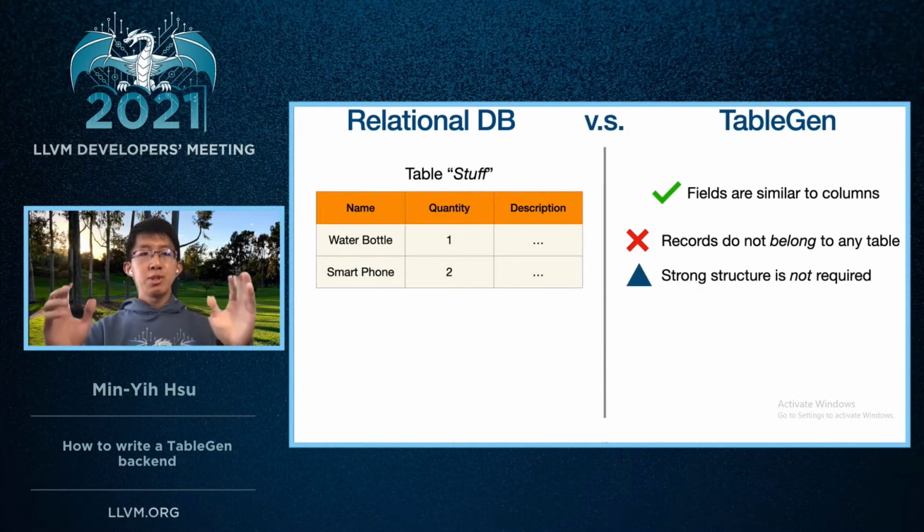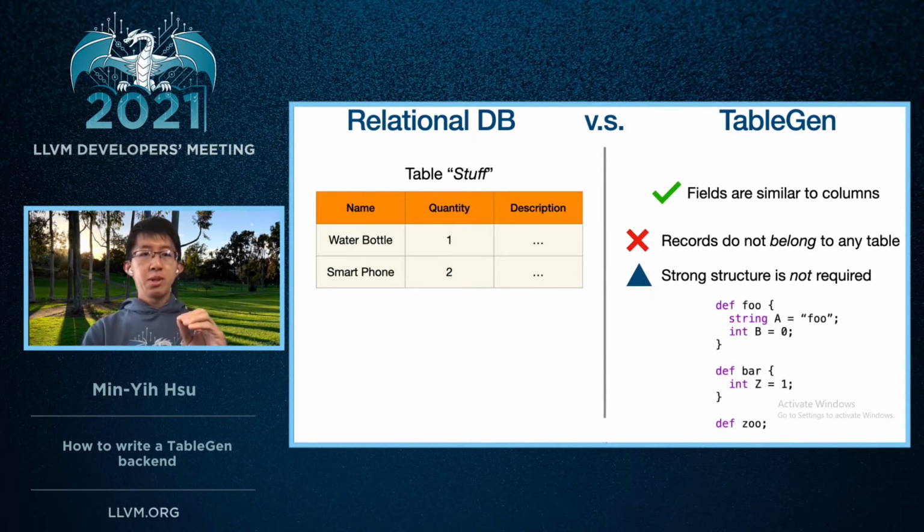And although we introduced TableGen classes as templates, actually this kind of strong structure is not required. So you can definitely create records like this, where records are not created from a specific template or specific TableGen class. And my personal favorite is that you can even create records without any fields, as shown in the last example.